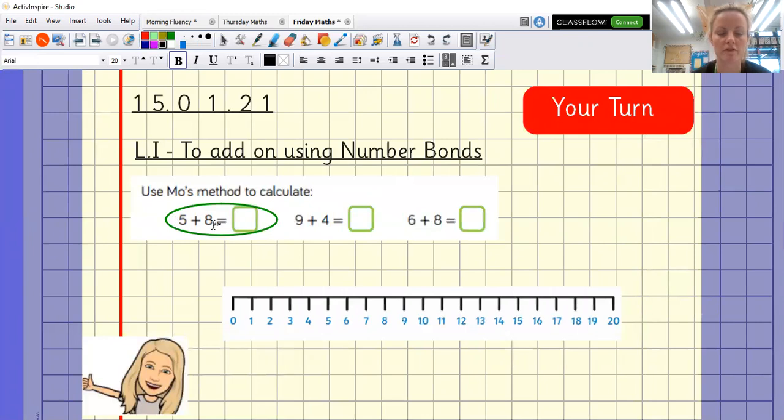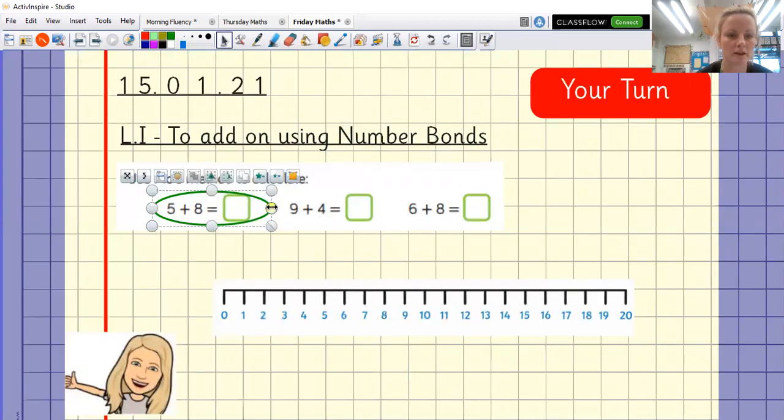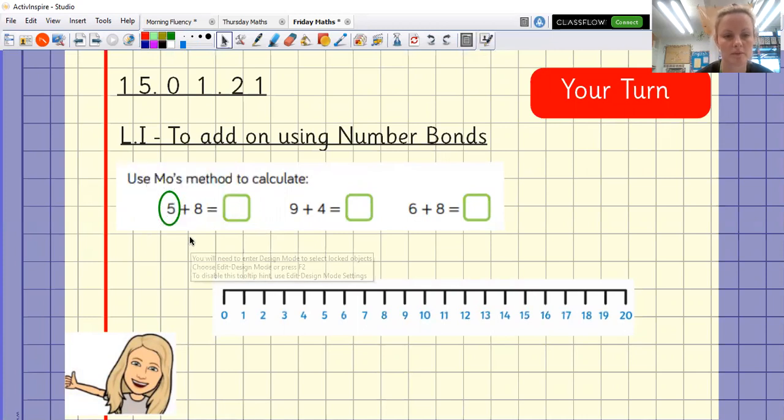Okay, well done. So we'll start with 5 plus 8. What I think the best solution here is to partition the number 5, because I know if I partition the smaller number, I can do it into 3 and 2. And then I know that 8 plus 2 equals 10. So I start by circling 8 first. Then I do plus 2 to make 10. And then I do plus 3 to make 13.